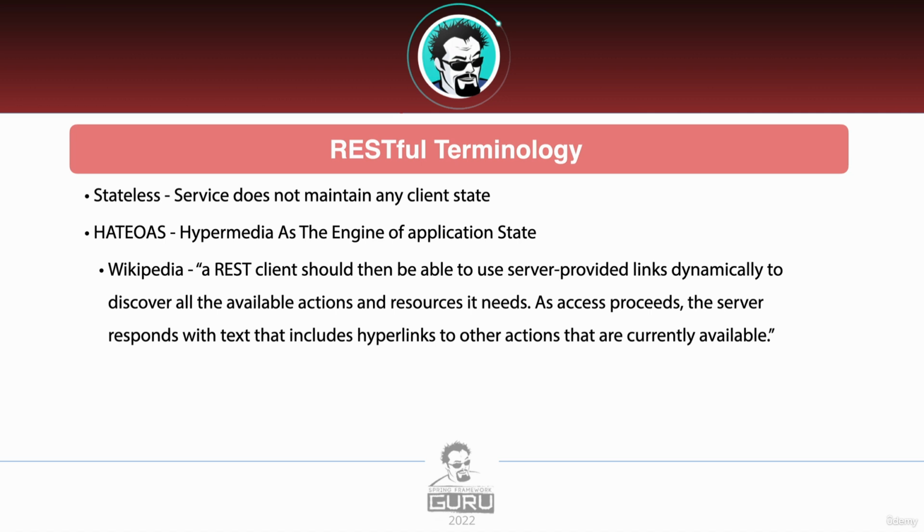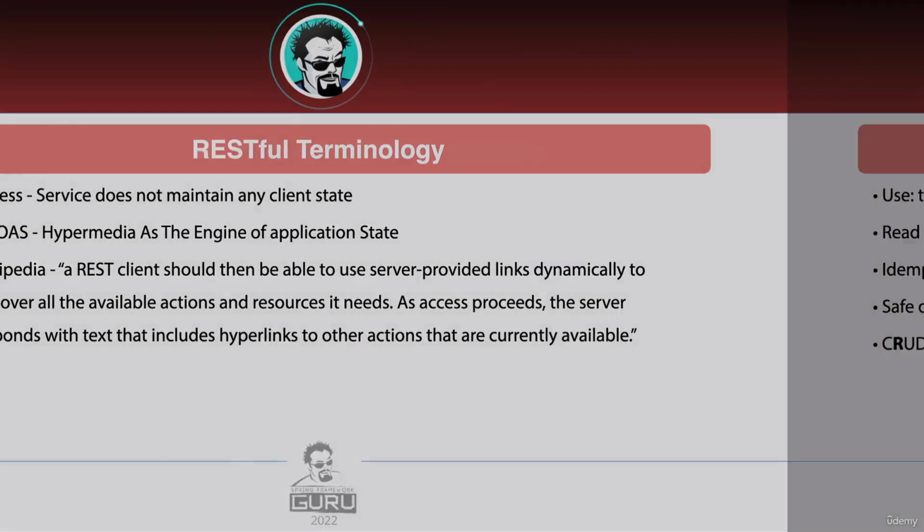You do have HATEOAS, hypermedia as the engine of application state. This is a concept that you will see in advanced REST APIs. Per Wikipedia, a REST client should be able to use server-provided links to dynamically discover all the available actions and resources it needs. As it proceeds, the server responds with text that includes hyperlinks to other actions that are currently available. So basically what this is saying, in a HATEOAS environment, the RESTful API is going to tell you more about itself as it responds. So this is an important concept. You don't see this that often, but more advanced REST APIs do provide this information.